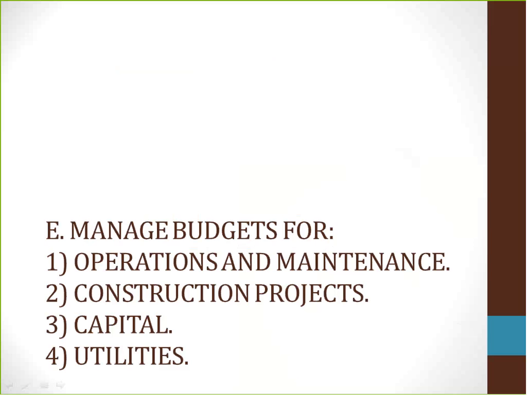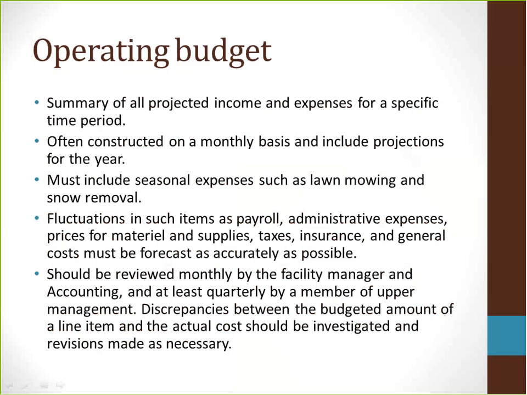Next, we're going to look at managing budgets for the following: operations and maintenance, construction projects, capital, and utilities. First, the operating budget for a facility is a summary of all projected income and expenses for a specific time period. Operating budgets are often constructed on a monthly basis and include projections for the year. Seasonal expenses, such as lawn mowing and snow removal, must be included.